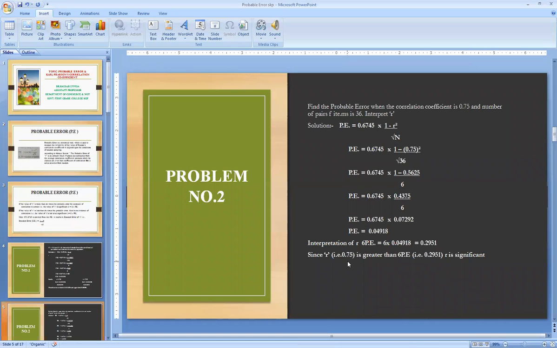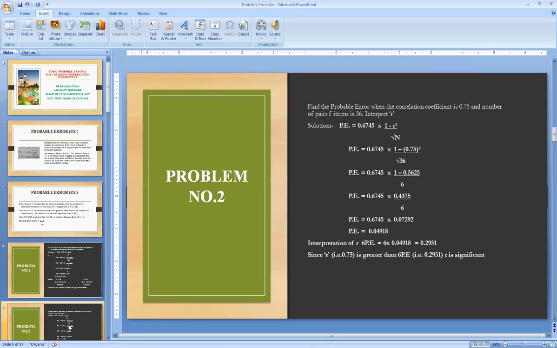Now you should compare this probable error value with the correlation value. The 6PE value is 0.2951 and the correlation value is 0.75, and this 0.75 is greater than the 6PE value, that is 0.2951. So we should write a conclusion for that: the correlation value is greater than 6PE, so it is called more significant. The correlation value is greater than 6PE, therefore R is significant, has to be written. This is how we should write the conclusion for both the probable error calculation as well as the interpretation after comparing with the correlation value.